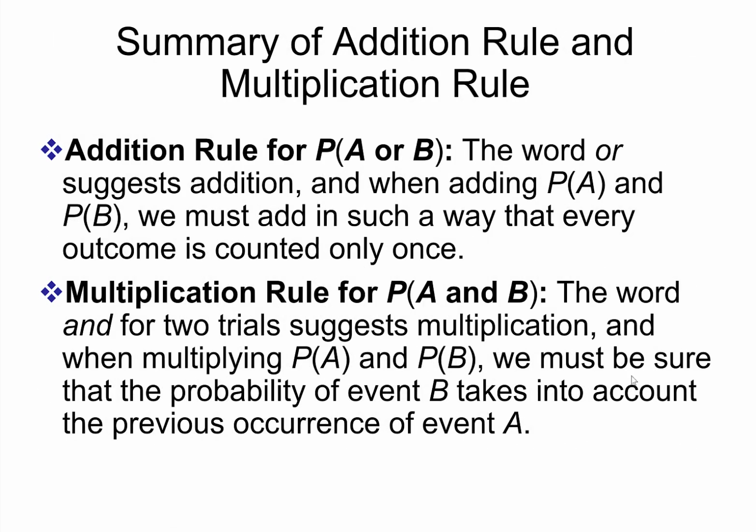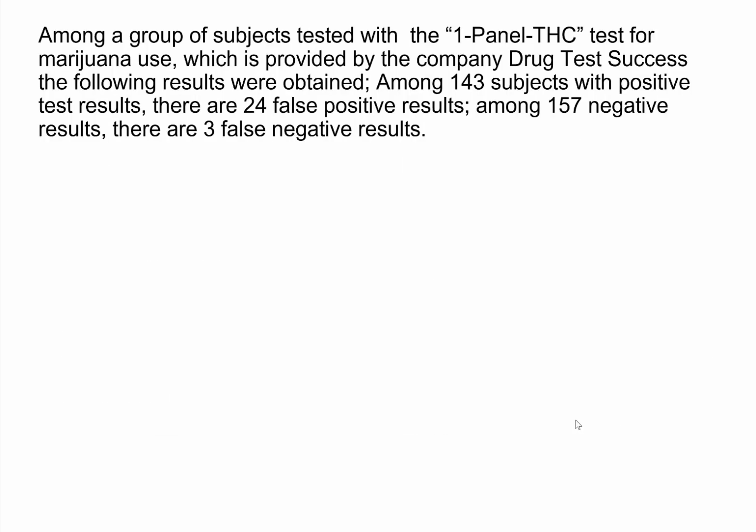So summary of the 2 rules. Addition rule, think of addition and the word or. Probability of A or B suggests we add, and multiplication rule, and, suggests we're going to do multiplication.